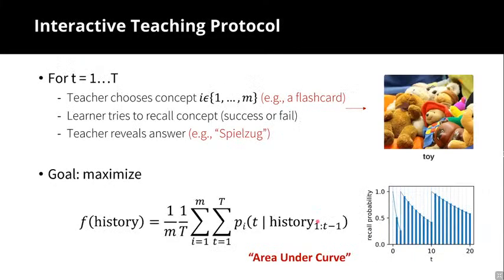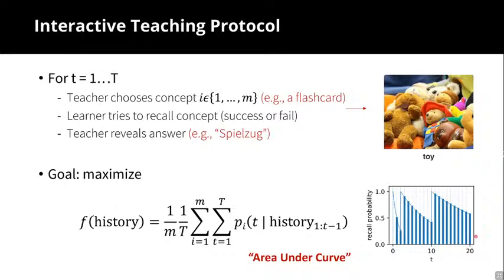Good. So now we have a basic learner's memory model. Let's see how we can manipulate it so that we can design a policy that exhibits some kind of guarantee. Recall that we have this interactive teaching protocol with capital T rounds. At every round, the teacher chooses a concept among one of the m concepts, and the learner tries to recall the concept. Depending on the feedback, the result of the learner's recall, the teacher updates the learner's memory model accordingly and reviews the answers so that the learner has a better chance of remembering the concept.